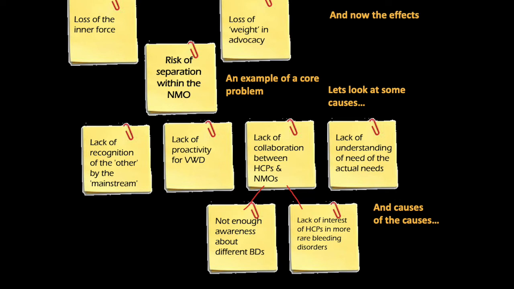So one is loss of the inner force of the NMO. When there is a separation and people don't work in solidarity and unity, there is loss of inner force. And also, if an actual separation is happening, one of the effects will be also loss of weight in advocacy towards the external world, the external stakeholders, because when you speak with one voice, as we know, it can be much stronger. So these are the examples of the effects. So this is how the problem tree looks.